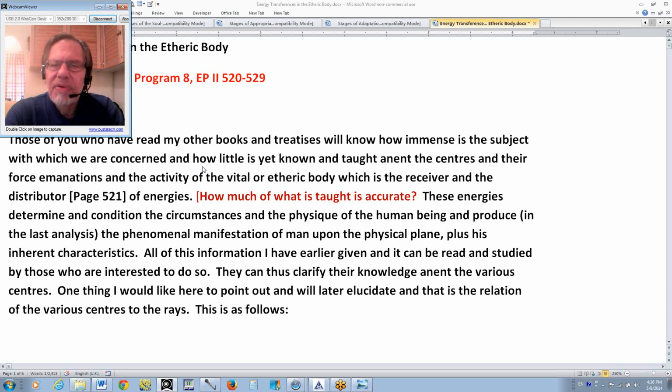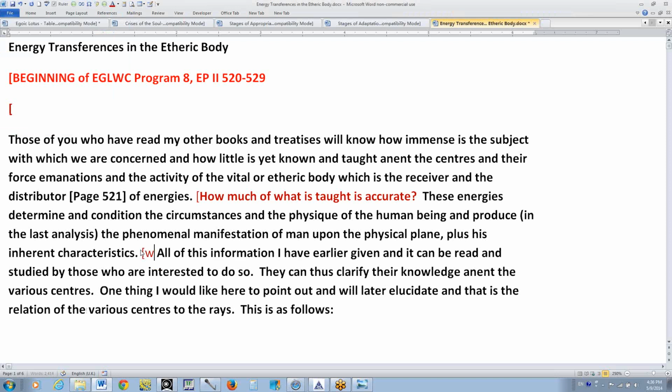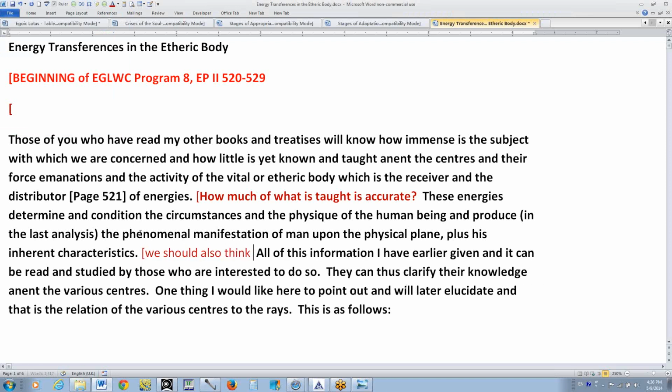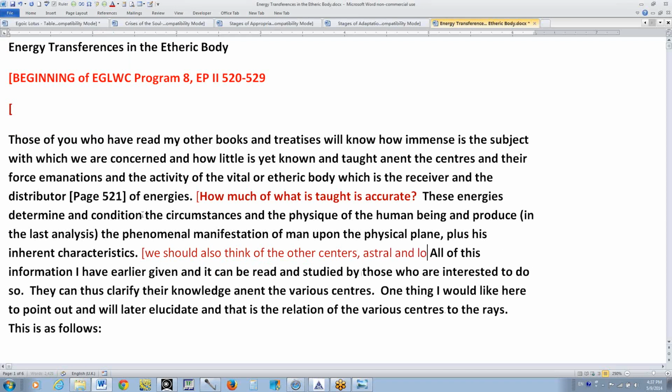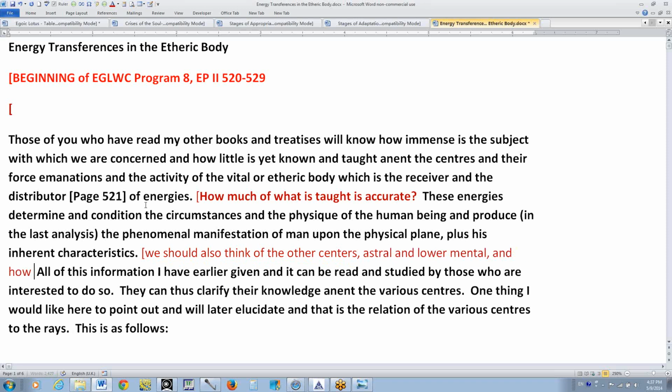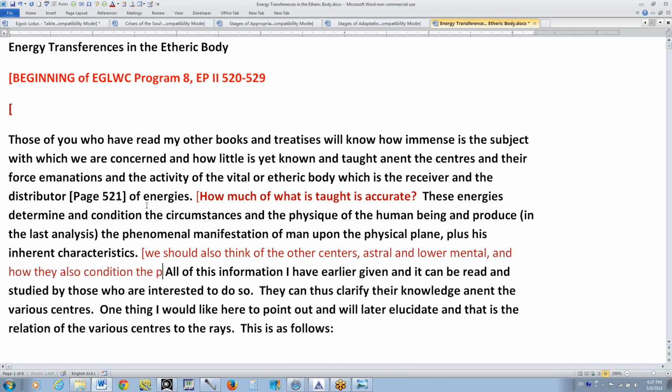Well, where are those 35 vortices going to go? They obviously have to go, some of them, in the triadal areas. So these energies determine and condition the circumstances and the physique of the human being and produce, in the last analysis, the phenomenal manifestation of man upon the physical plane, plus his inherent characteristics, and we should also think of the other centers, astral and lower mental, and how they also condition the personality.